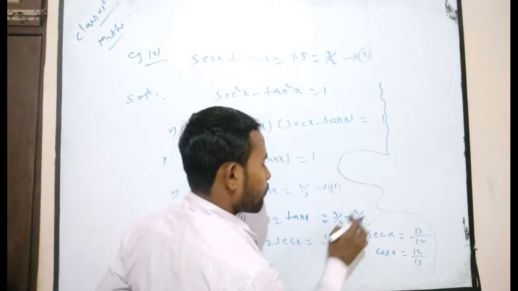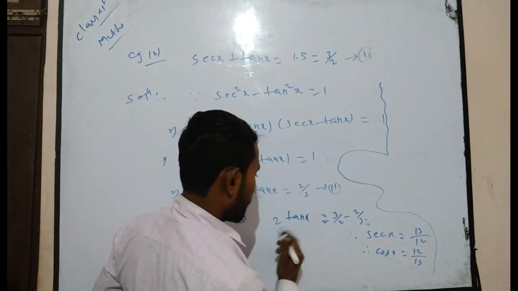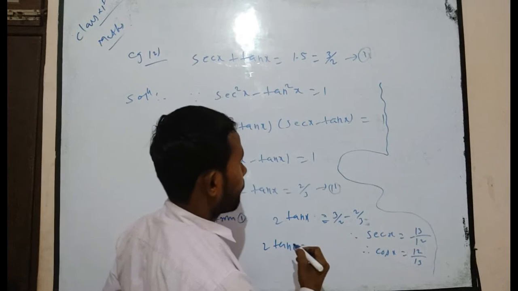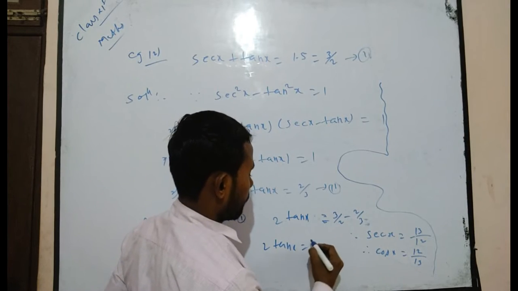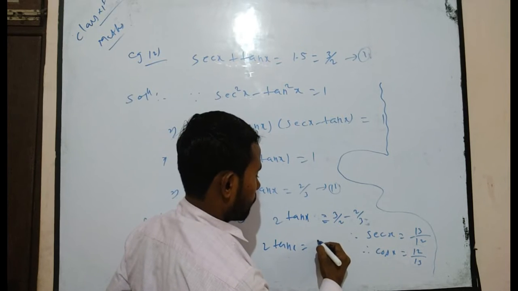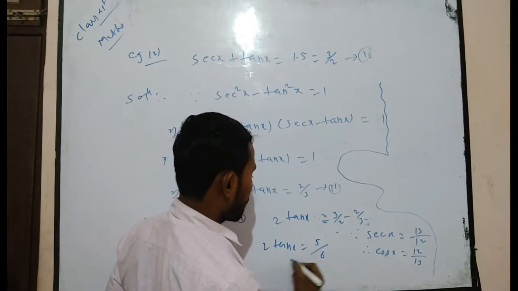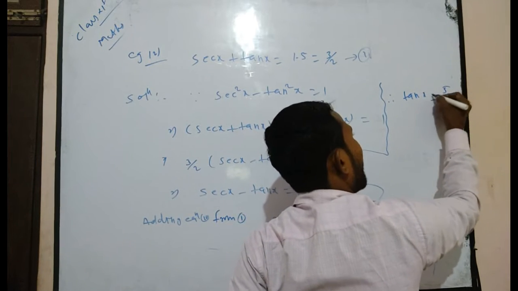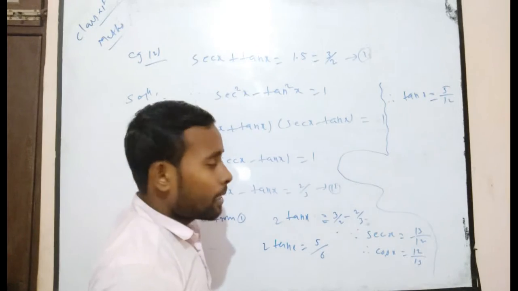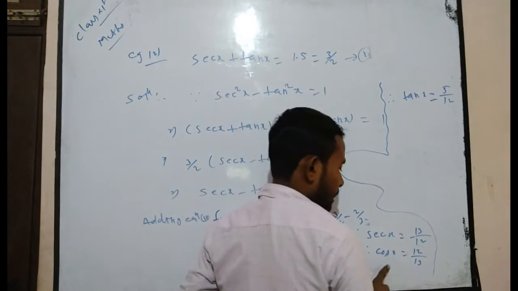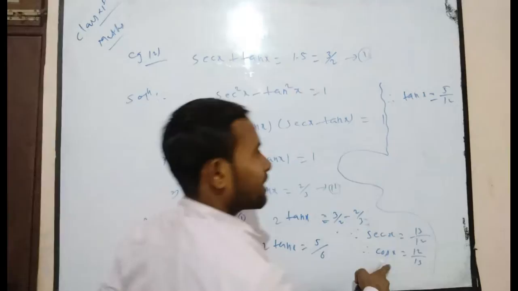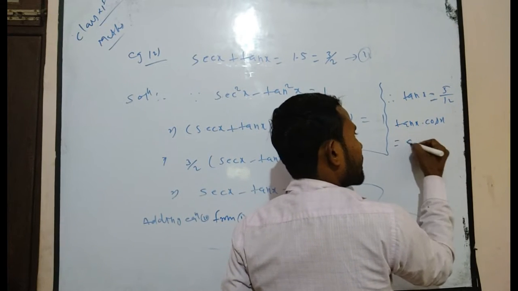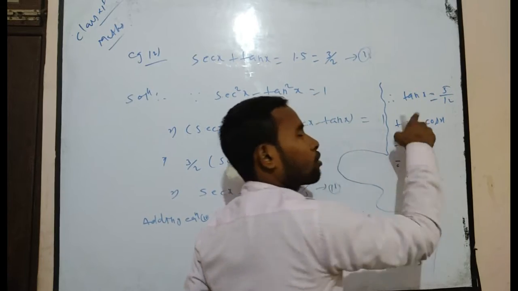is equal to 3 by 2 minus 2 by 3. That means 9 minus 4, that will be 2 times tan x is equal to 5 by 6. So tan x is equal to 5 by 12. Here you get tan x is 5 by 12. If you multiply by cos x in this equation, then you get tan x into cos x will be sin x, because tan x is equal to sin x by cos x.